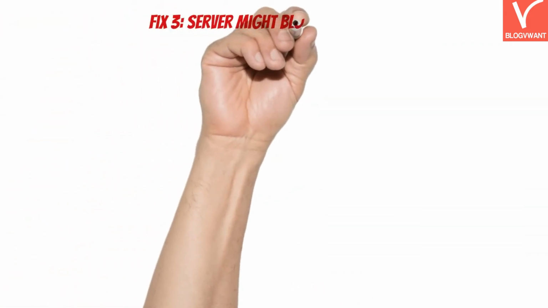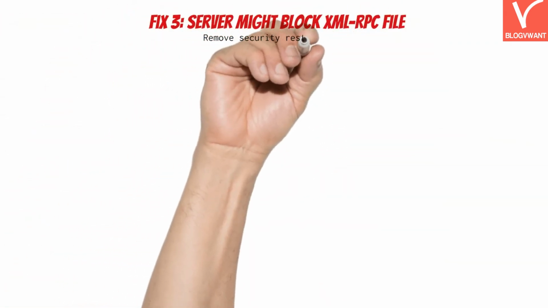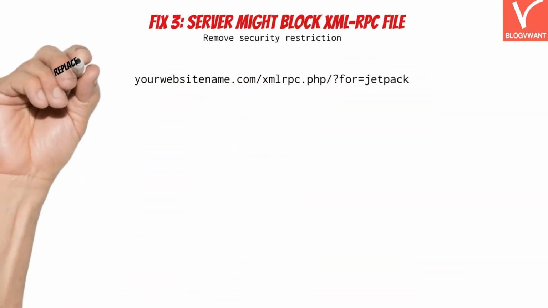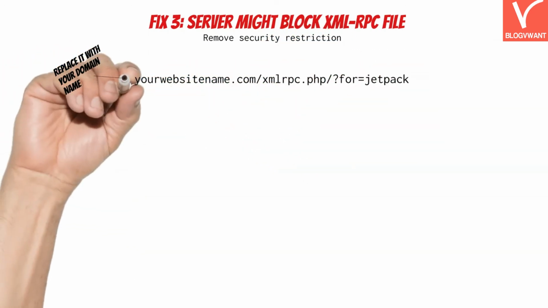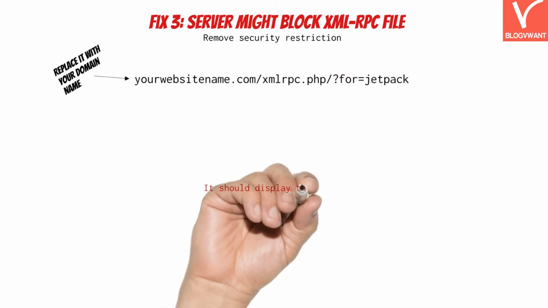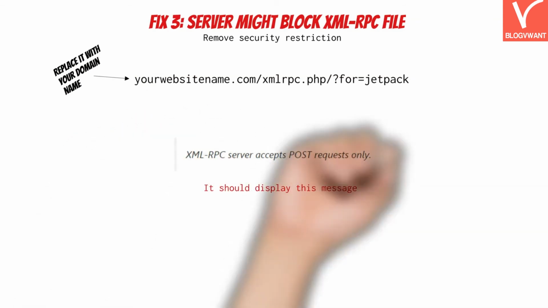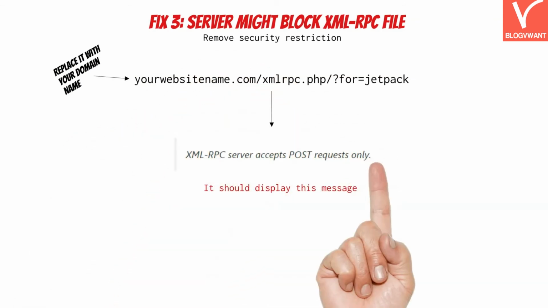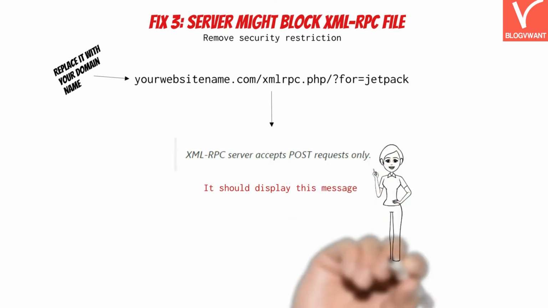After that, open this URL again in your browser. It should display this message. Otherwise, you must contact your hosting provider to disable security restrictions of your XML-RPC.php file. After removing security restrictions, you can use your Jetpack Publicize as usual.